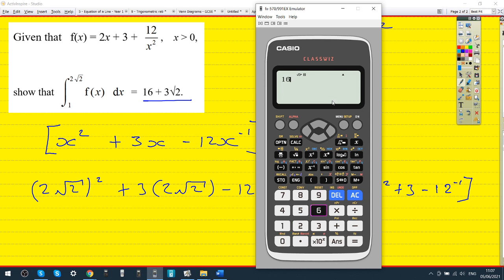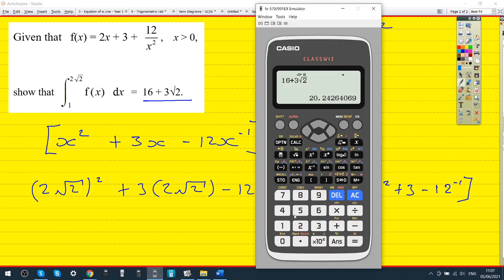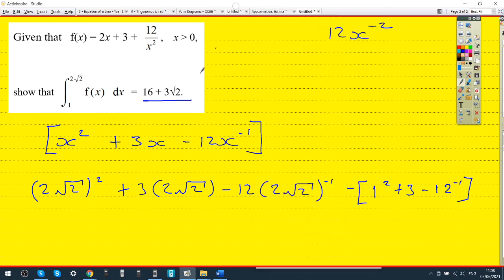So if I put in 16 plus 3√2, it is the same, but how do we show it? What you have to do is do these separately. So like what? Okay. Yeah. So let's say 2√2 squared. So that's 8. Okay, that's not bad.